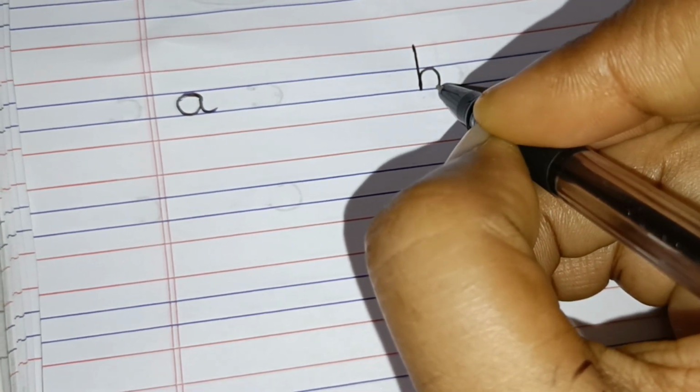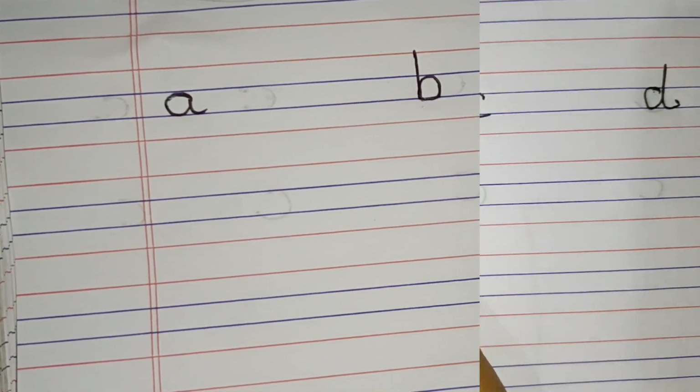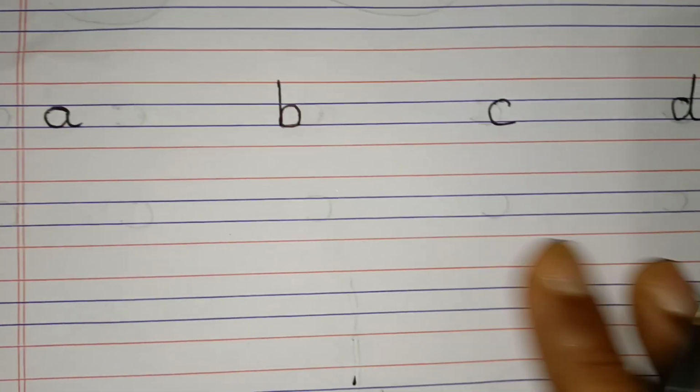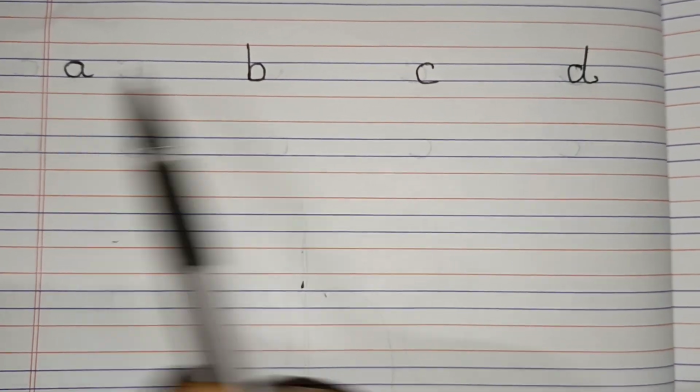So in this session we learned 4 letters: A, B, C, D. These are the 4 letters we studied in this session. So in this session we learned about A to D. Hoping you have all practiced A to D very well.